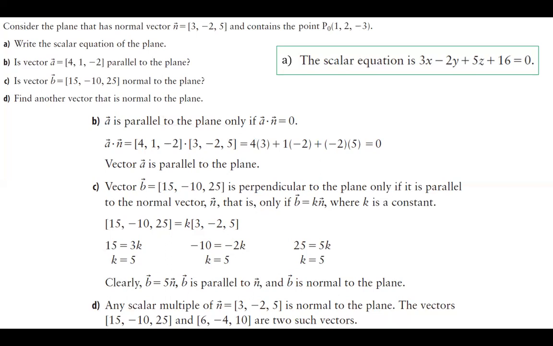Okay, question D. Find another vector that is normal to the plane. So any scalar multiple of the normal vector of the plane is also normal to that plane. The vectors (15, -10, 25) and (6, -4, 10) are two such vectors. Of course, the solutions here are not unique. You might have some other solutions, okay? As long as it is a scalar multiple of the normal vector, it's also a normal vector to the plane. Okay, do you have any questions here?